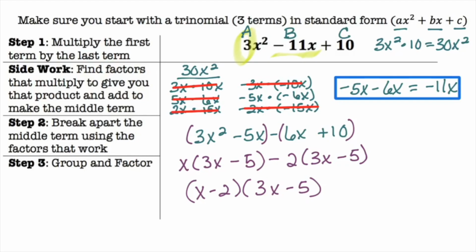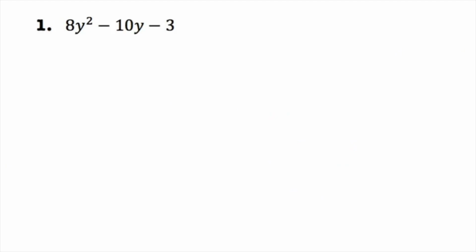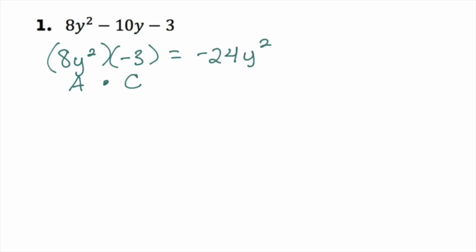All right, so now I'm going to show you some examples. For number 1, 8y squared minus 10y minus 3. You always want to check to see if you have a GCF between the three terms, and there are no GCFs between 8, 10, and 3. So we're going to now just do a times c, which is 8y squared times negative 3, and that turns into negative 24y squared.